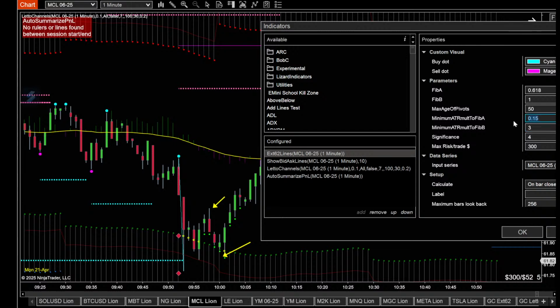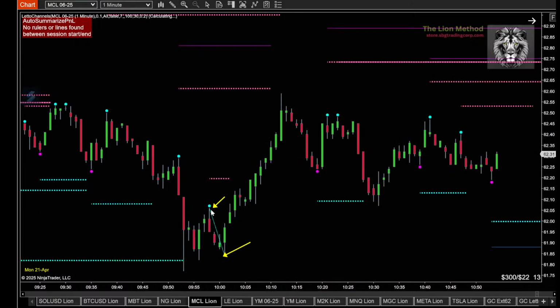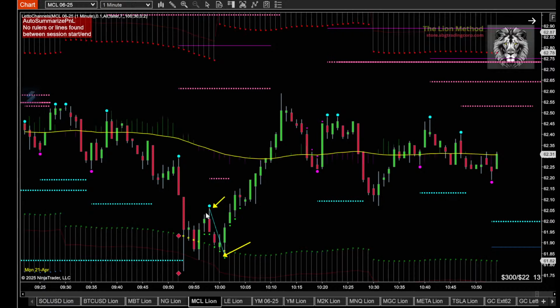Let's go to 3. I want this one, significance. Go to 3. And if I do that, then we get a bar. So 1, 2, 3. These 3 bars are below that high. 1, 2, 3. These 3 bars are below that high. That makes it a valid entry dot.